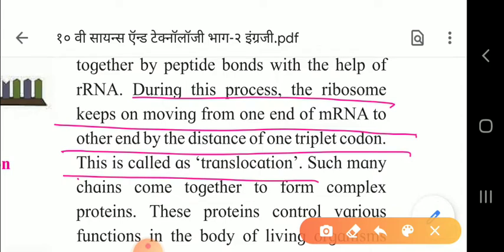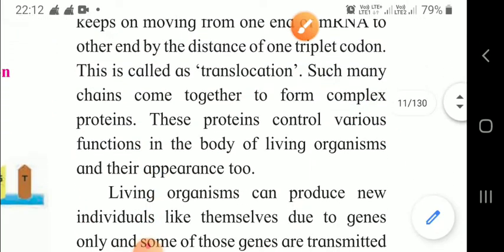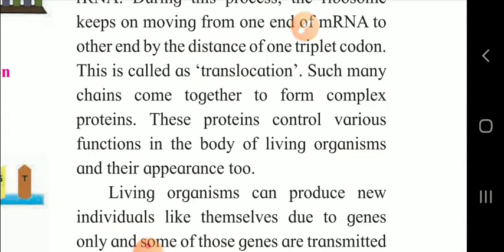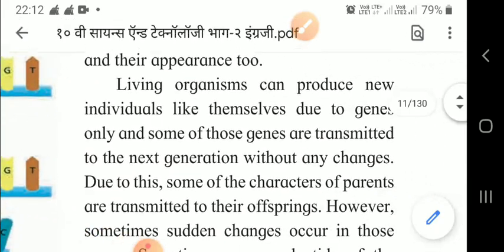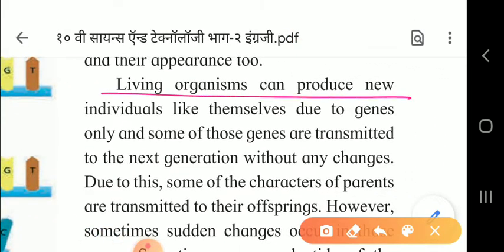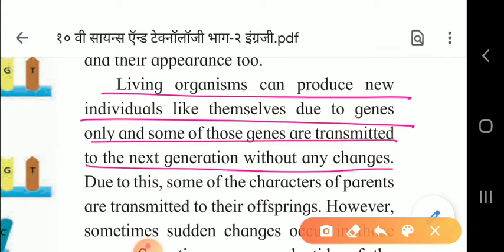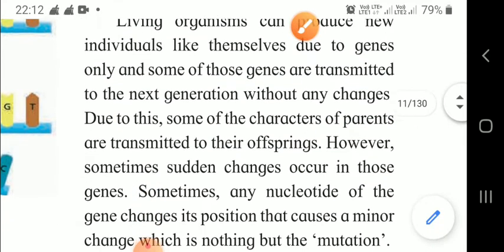So many chains come together to form the complex protein. Now, these proteins control various functions of the body of living organisms and their appearance also. Living organisms can produce new individuals like themselves due to the genes only. I already explained that to you, children; this point you have to underline. And some of the genes are transmitted to the next generation without any change. Due to this, the parents transmit characteristics of their own to the offspring or their children.